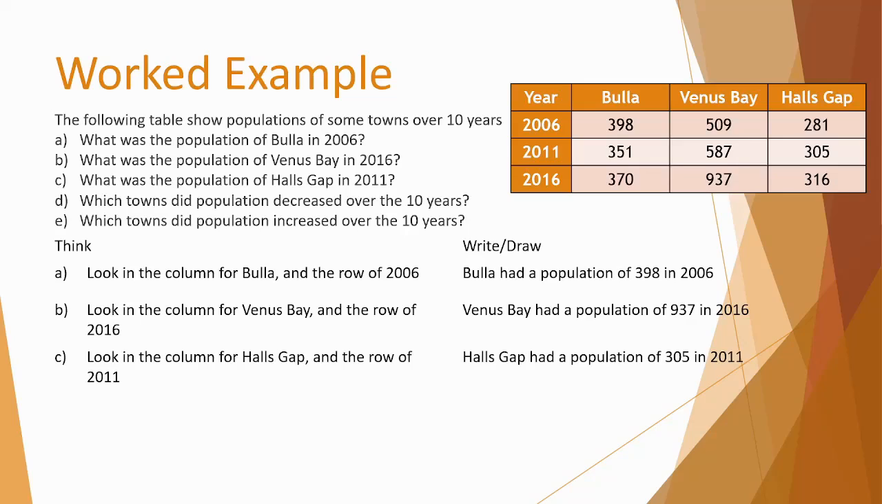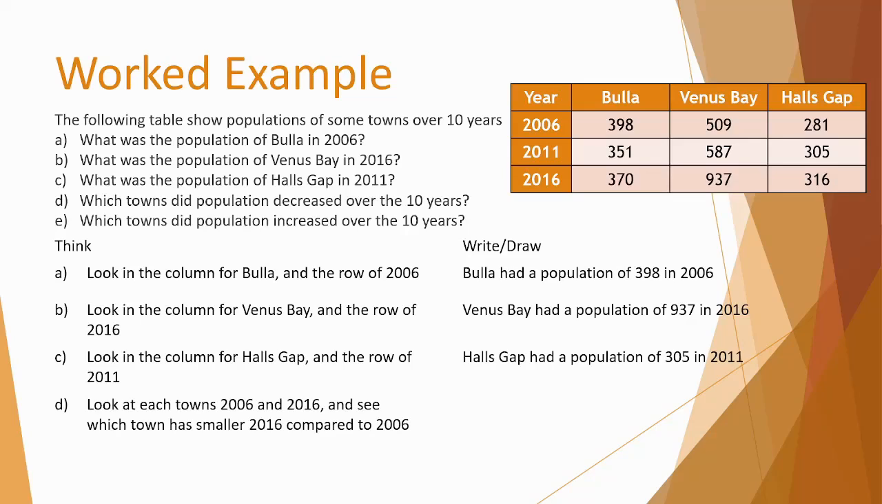For question D, we are looking at what towns did the population decrease over the 10 years. So I'm going to look at each town and look at the 2006 and 2016 data, and I'll see which one has a smaller 2016 compared to 2006. I can see that Bulla has 370 people in 2016, but 398 in 2006. So I can see that they've decreased. So I will write down that Bulla decreased its population from 2006 to 2016.